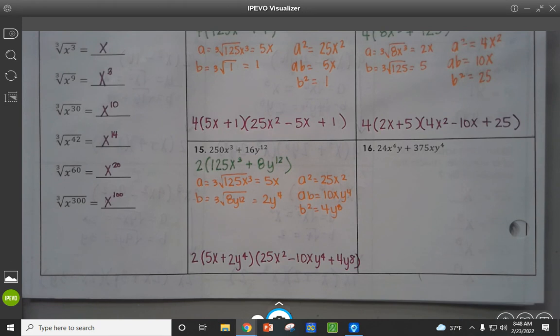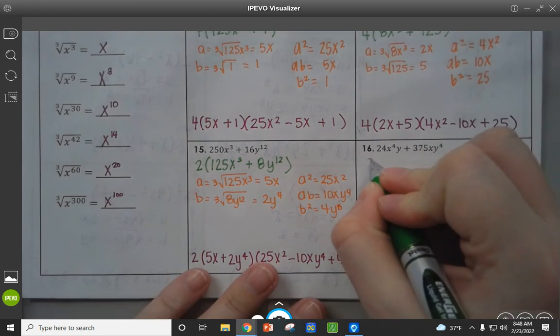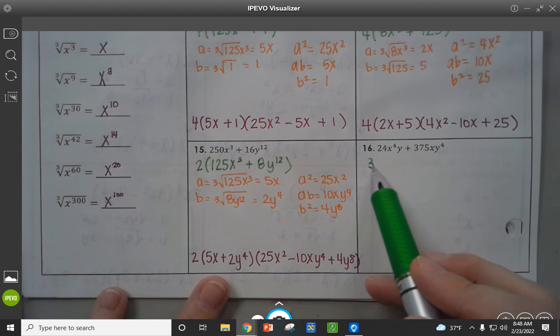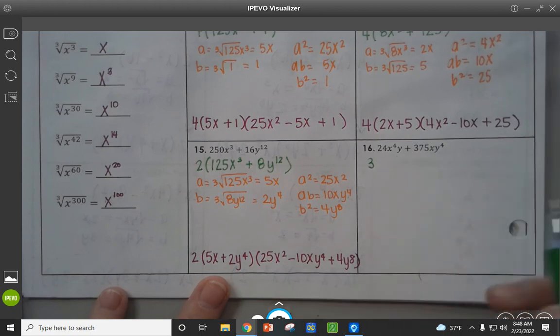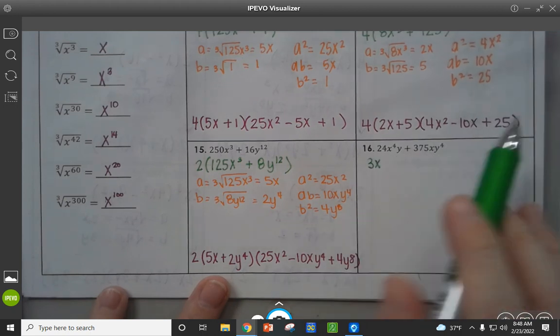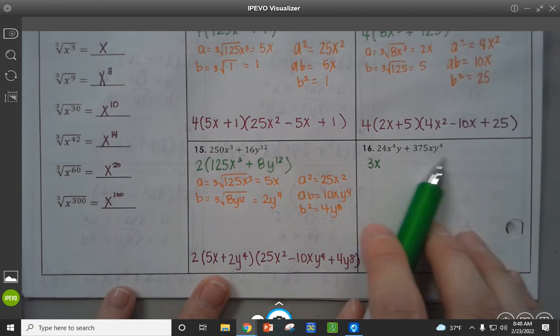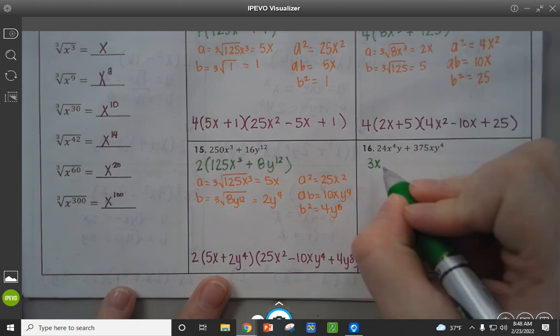Number 16, GCF. 3. It is 3. Look at your variables. How many x's can you take from both of them? You can take one x, because this one doesn't have any more than one, so it can't take any more. And then what about y's? You can take one y.